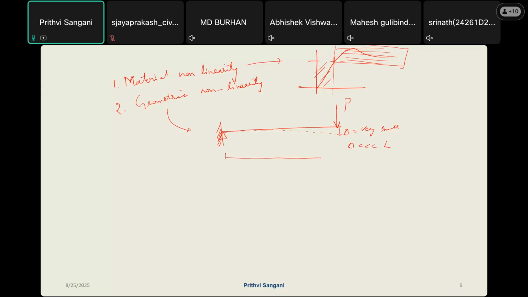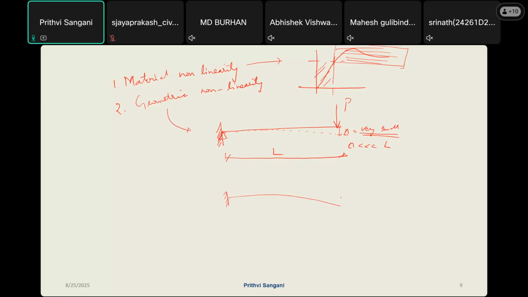This is my span. Why do I say very small? Because I'll tell you something. When your load is acting in this direction, let us say your beam has reached this position. So now your beam is in this position.